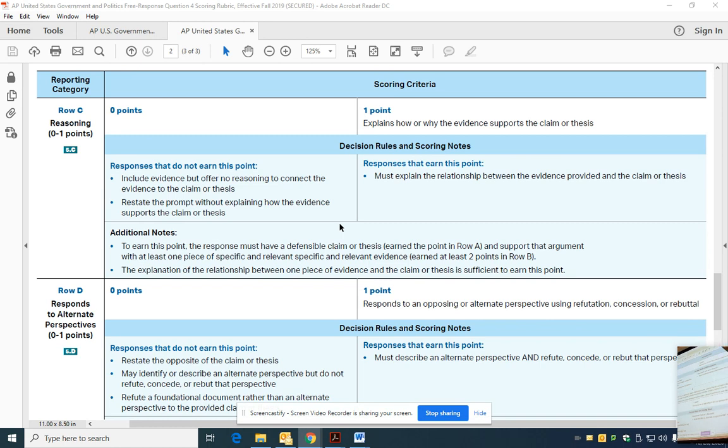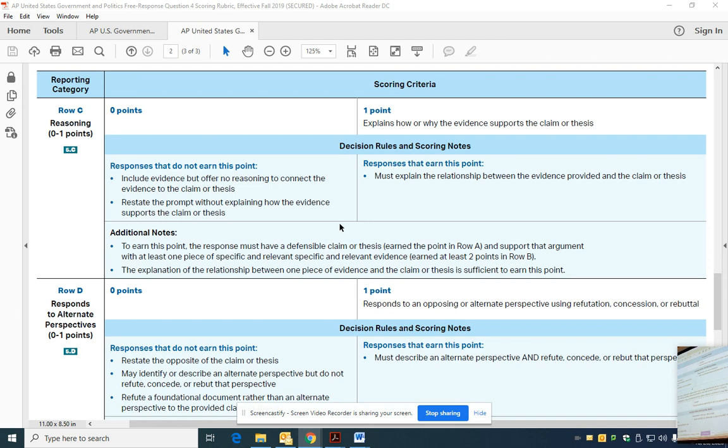Okay, so this is your reasoning, your claim, your evidence, and reasoning for both pieces of evidence. The explanation of how the evidence supports your claim. We'll look at that more in a minute. We're not going to get into all this today. We're just going to look at the claim because I think establishing a claim is the most important point.